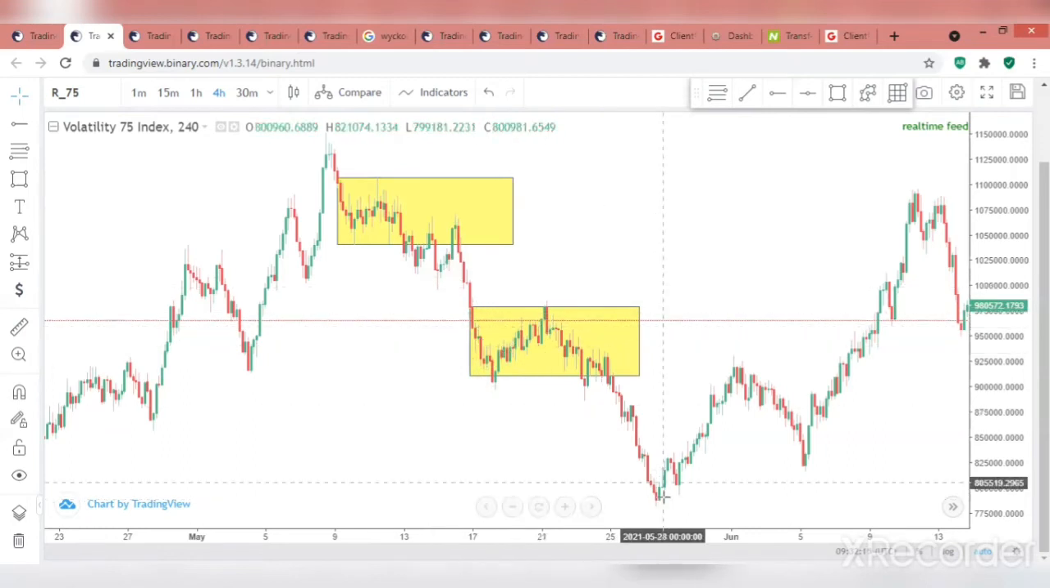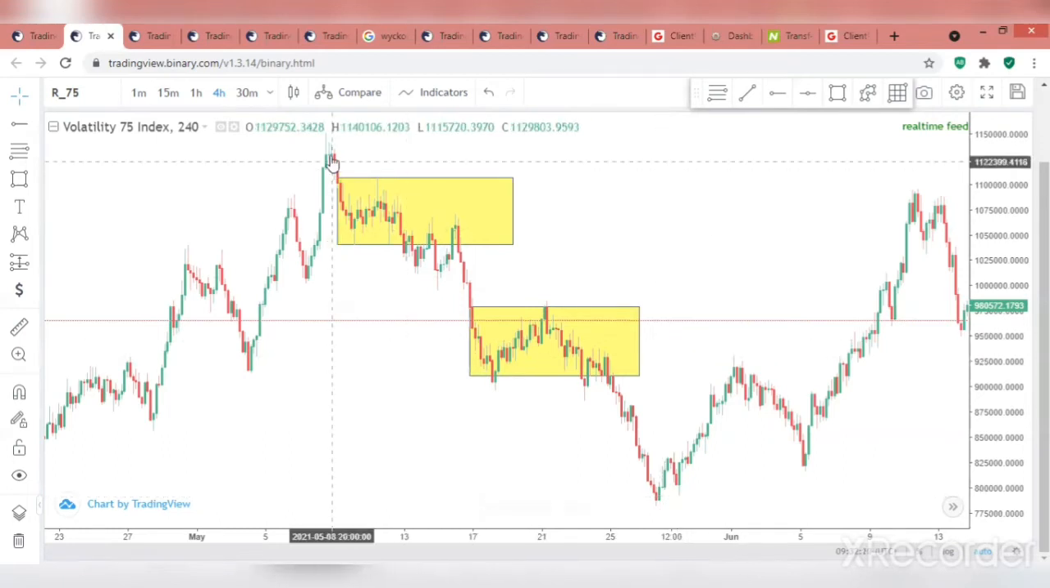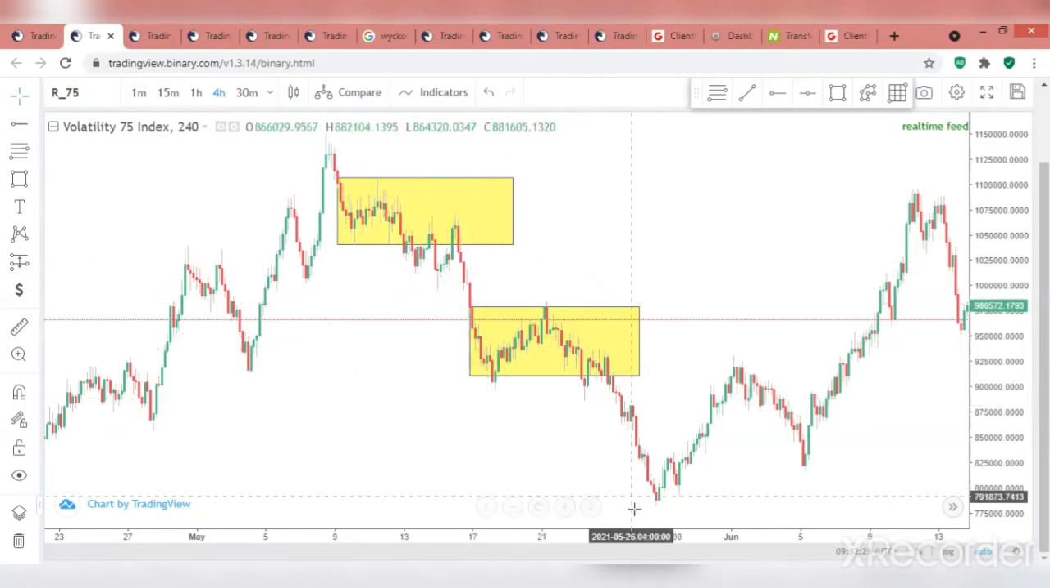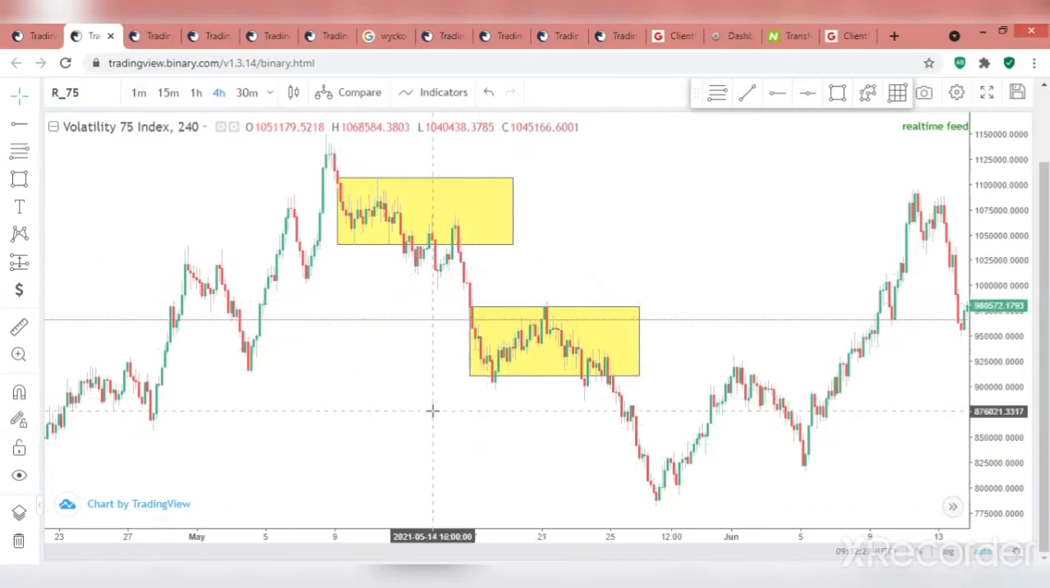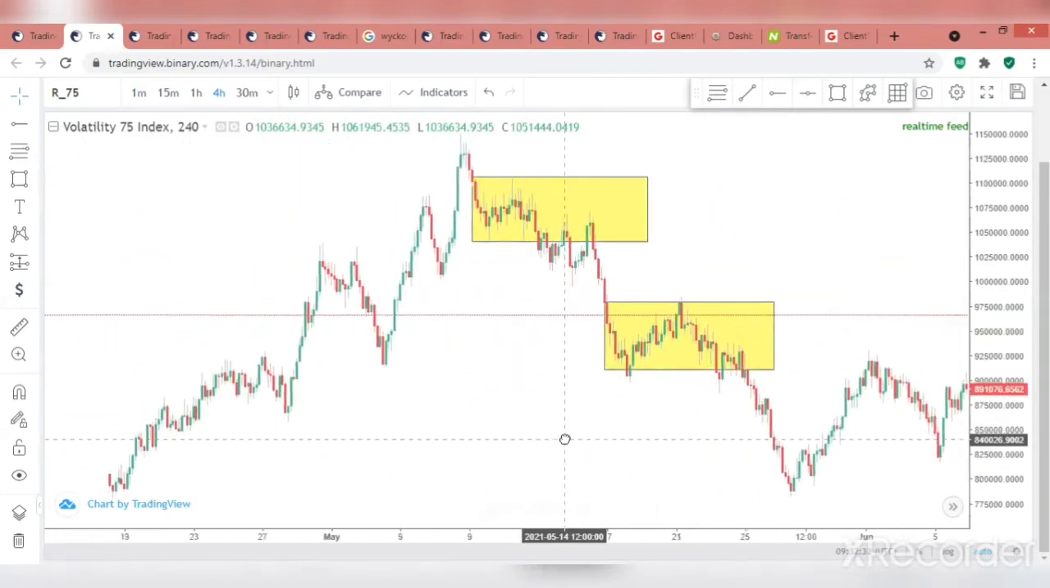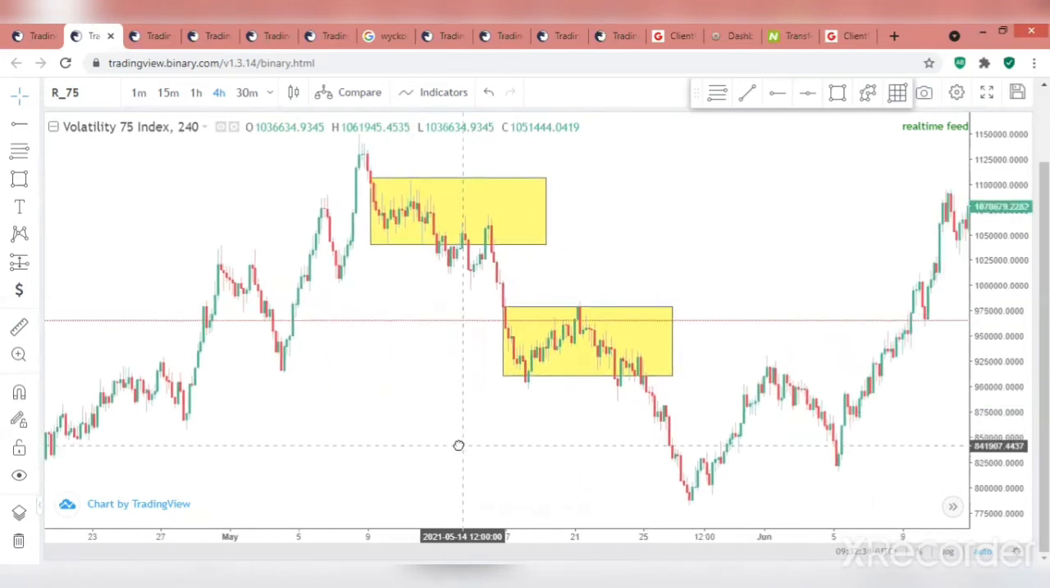drop base, drop. We are talking about supply this time. In this case, we have a drop base drop base drop. So we are looking to catch sales on this one. Look at it. We are looking to catch these sales.